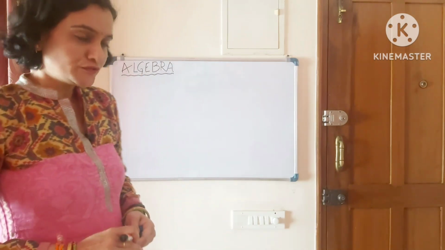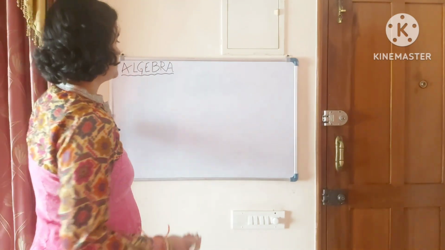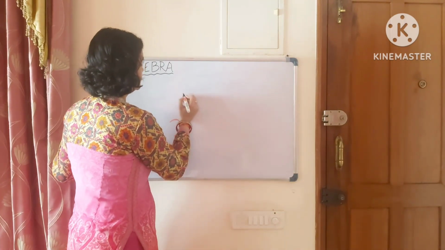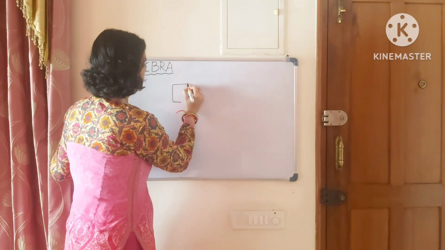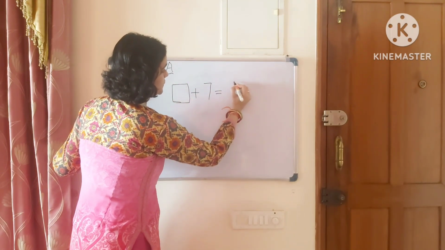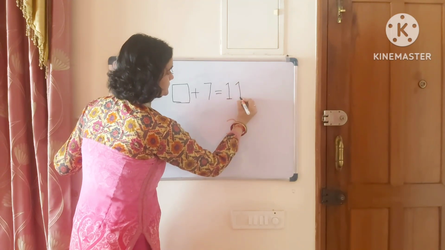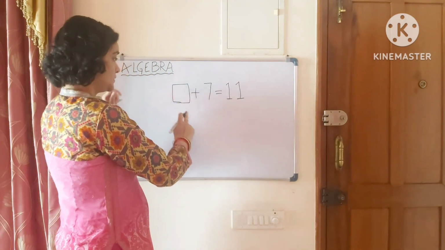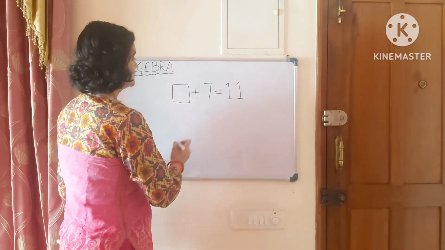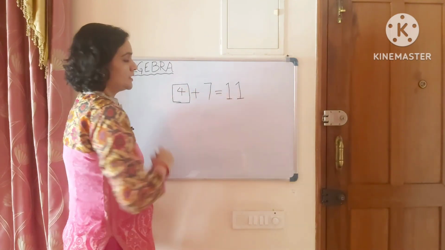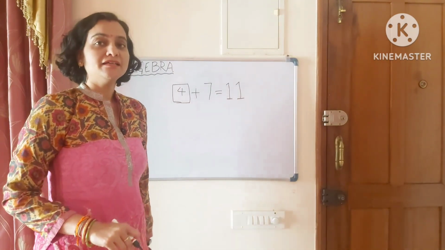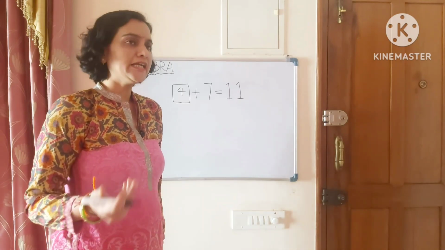So let's start off. We'll write a maths puzzle, simple maths puzzles which you have been doing all along. Let's take one blank plus 7 is equal to say 11. Now, what plus 7 is equal to 11? You already know it by now. This is 4. Now in algebra, this blank will be represented by a letter, any letter of your choice.